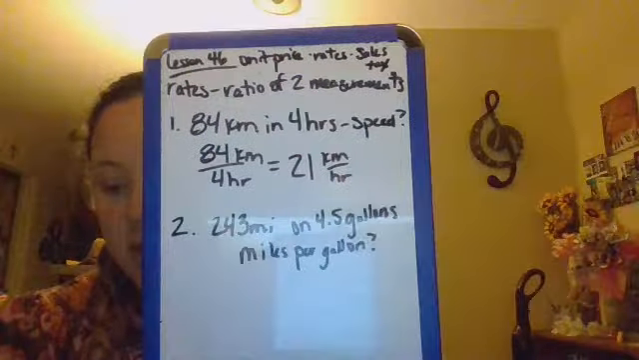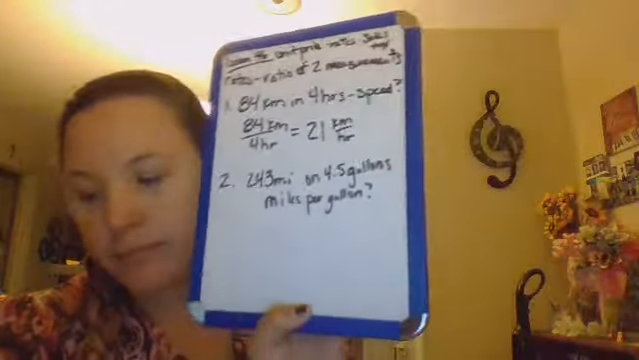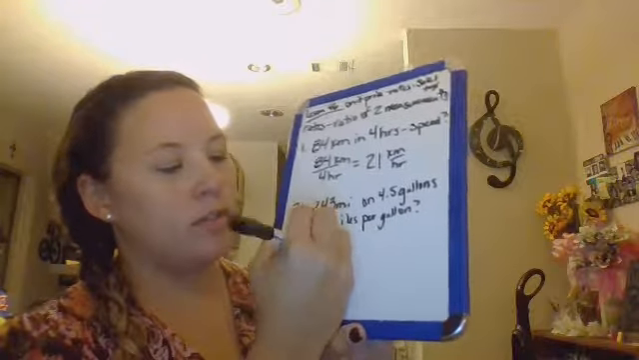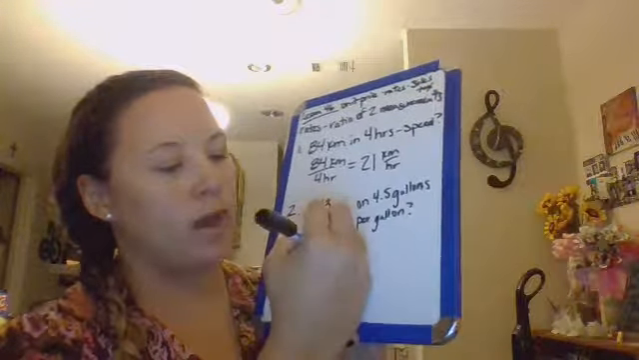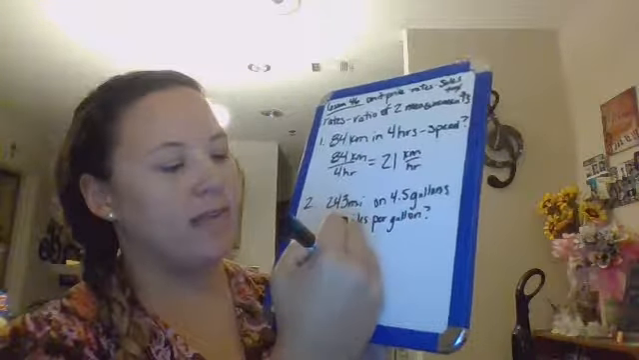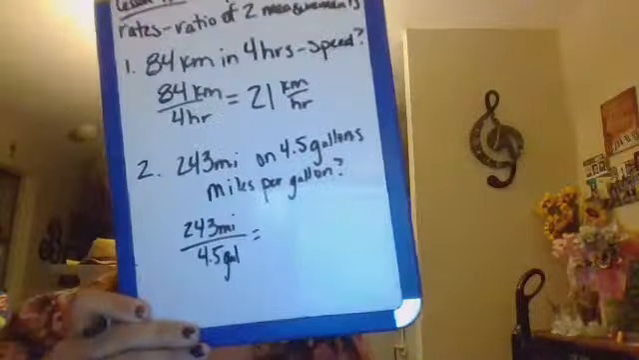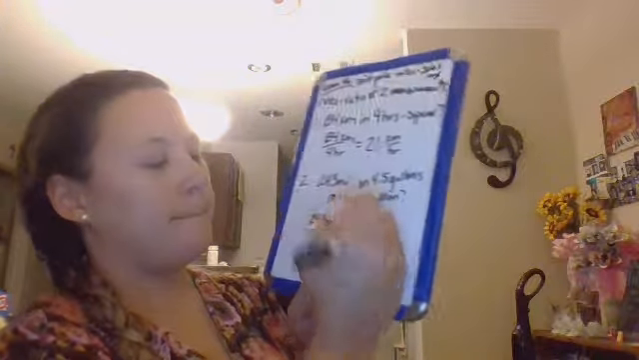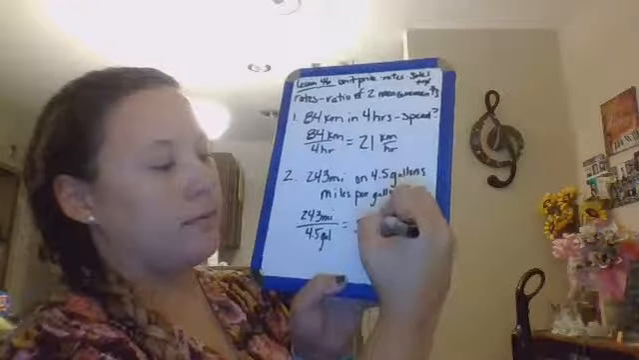So how many miles did they get per gallon? All right, so then we take what we know. We know that we went 243 miles on 4.5 gallons of gas. So if we divided that out, we would get 54 miles per gallon.